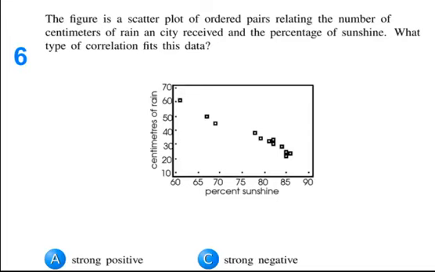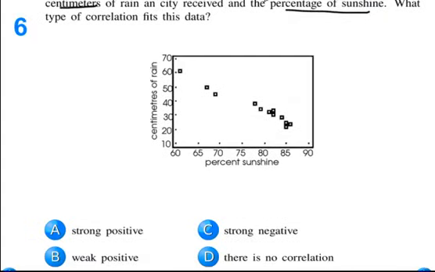Number 6, the figure is a scatter plot of ordered pairs relating the number of centimeters of rain a city received and the percentage of sunshine. What type of correlation fits the data? Well, we could actually use the words, the number of centimeters of rain and the percentage of sunshine, or we could even just use the scatter plot. If we go from the trend, we can see that it's downward to the right, so we know that's a negative correlation.